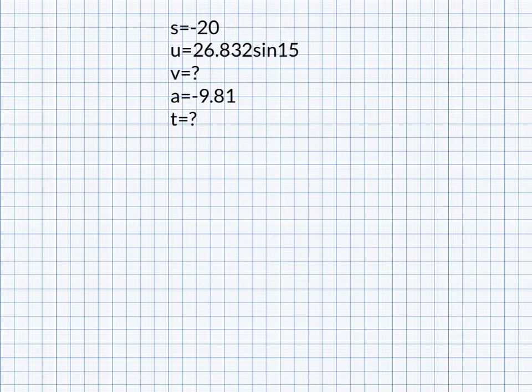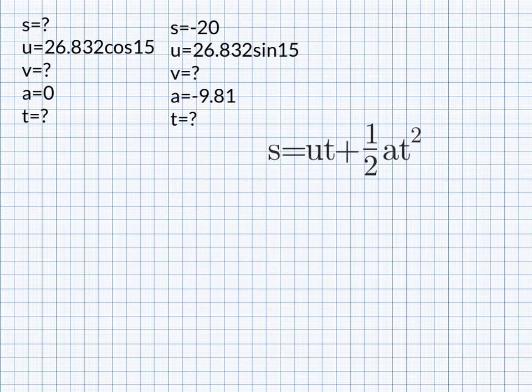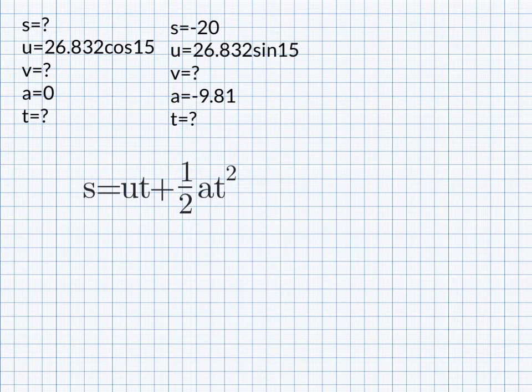If we consider the horizontal as well, this point. Again, we don't know S, but we know that's going to be the range. We can assume there's no air resistance, so a equals 0, and our u is our horizontal component of our velocity, so 26.832 cos 15. Clearly here, the thing which is going to link these two is the time. So we're going to work vertically to start with, and we need an equation to find time. So we're going to bring in our favourite equation, which is s equals ut plus a half at squared.